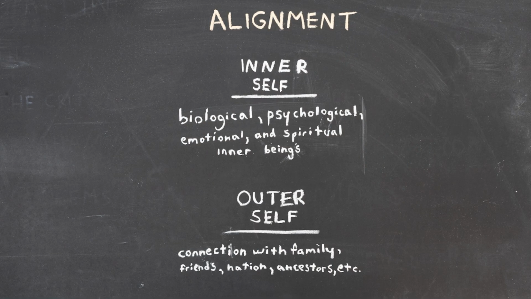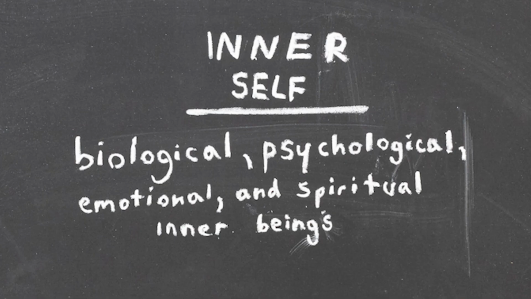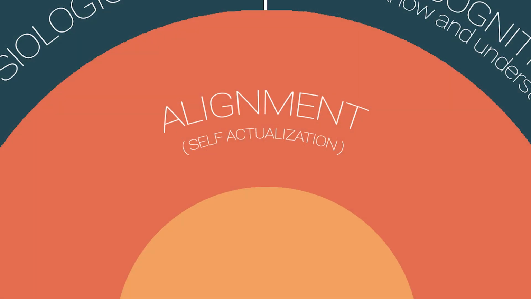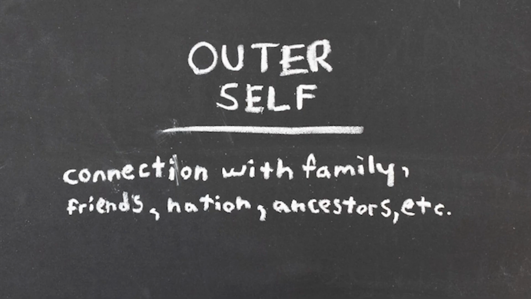What's the difference? Well, the inner self is who we are inside. The inner self consists of our biological, psychological, emotional, and spiritual inner beings, all tied together as one whole. As the circle indicates, we have a powerful need to align with this inner being so that, in Abraham Maslow's terms, we can actualize our true self. On the other hand, the outer self is that part of ourself that emerges from our connection with various key groups in our lives, like family, friends, community, nation, our ancestors, and so on.